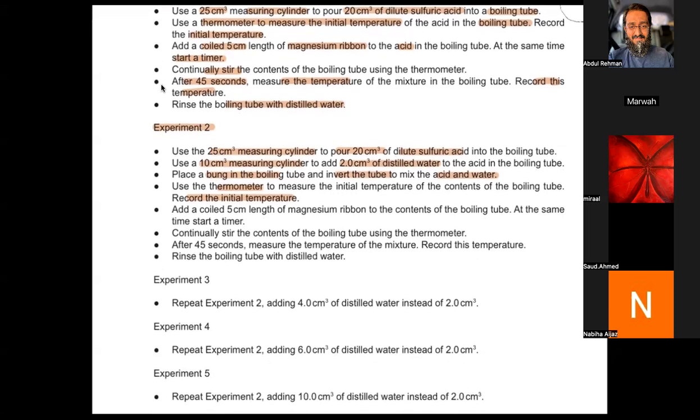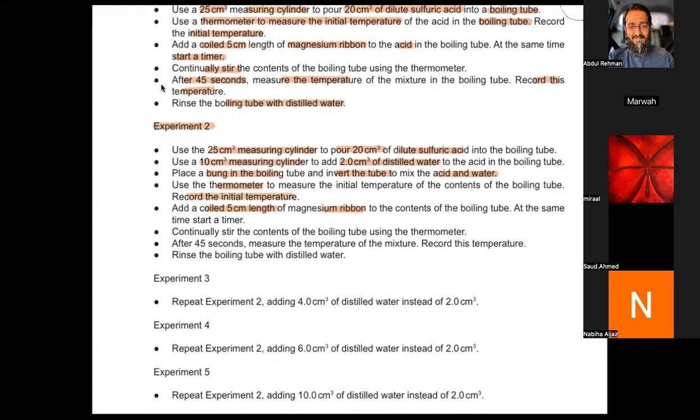Now add a coiled 5 centimeter length of magnesium ribbon to the contents of the boiling tube. At the same time, start the timer. Constantly stir the contents of the boiling tube using the thermometer. After 45 seconds, measure the temperature of the mixture and record this temperature. Rinse the boiling tube with distilled water. Repeat experiment 2, adding 4 centimeter cube, adding 6.